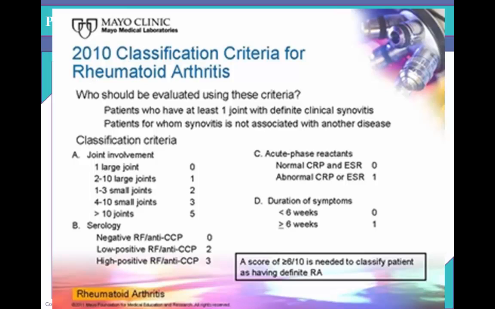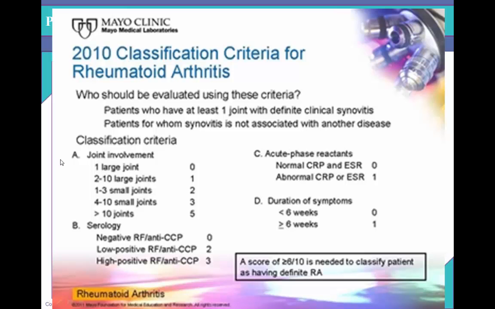Basically, patients have joint involvement as well as laboratory serology affected. There's a classification criteria for rheumatoid arthritis depending on the joint that is involved, and you could score the patient depending on severity. And also to clinically assure that the patient might have rheumatoid arthritis. So patients who have at least one joint and definitely clinical synovitis.